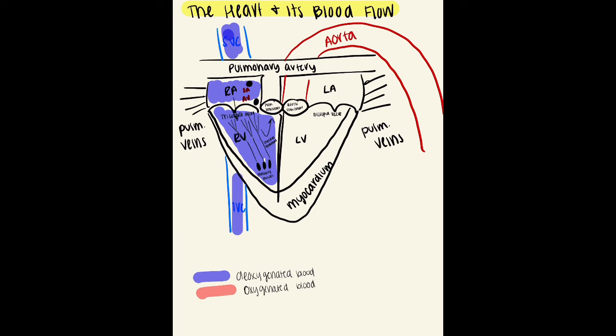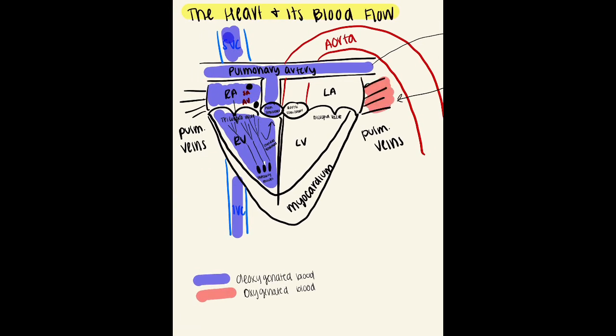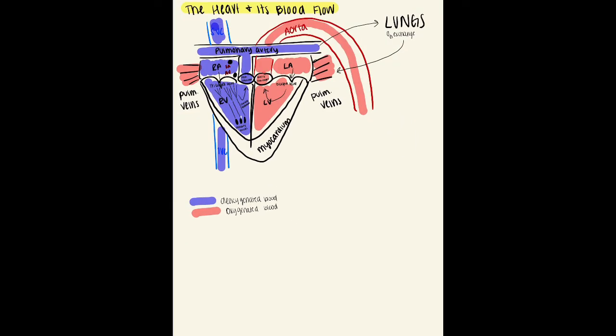Blood leaves the right ventricle via the semilunar valve, traveling in the right and left pulmonary arteries, ending up in the lungs. In the lungs, gas exchange occurs, and the oxygenated blood returns to the heart via the right and left pulmonary veins. Blood goes to the left atrium and through the bicuspid valve, filling the left ventricle. Next, blood leaves the left ventricle through the aortic semilunar valve to the aorta and rest of the body.